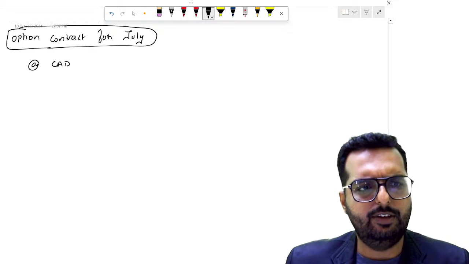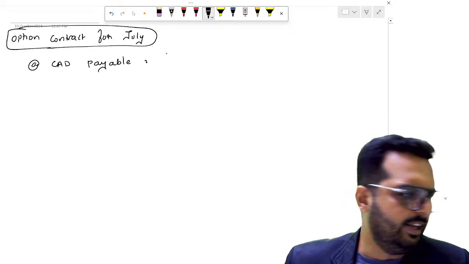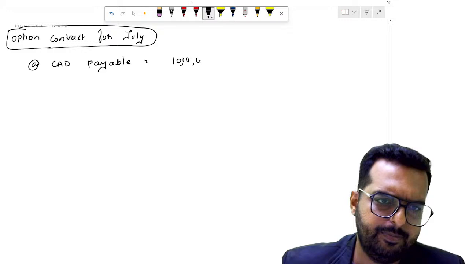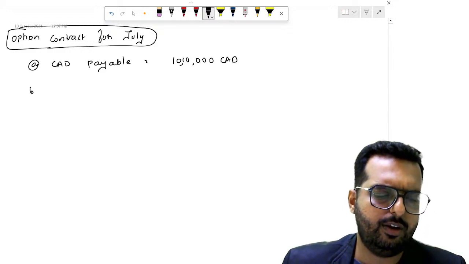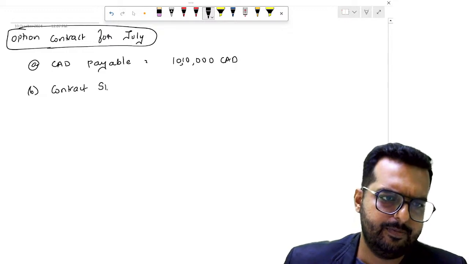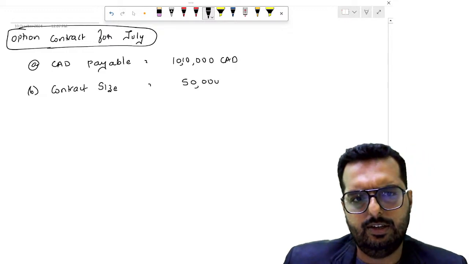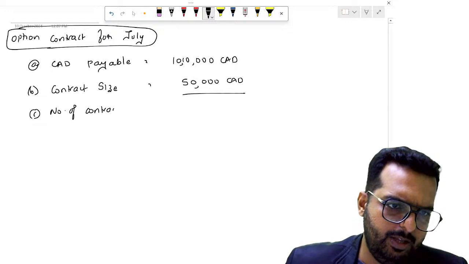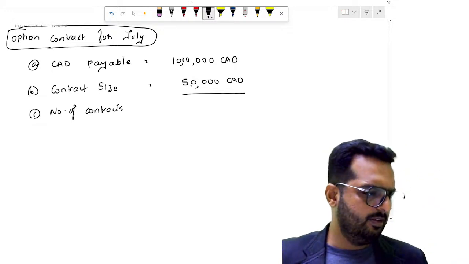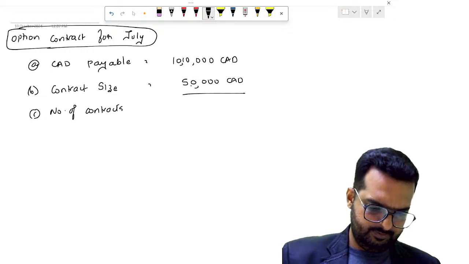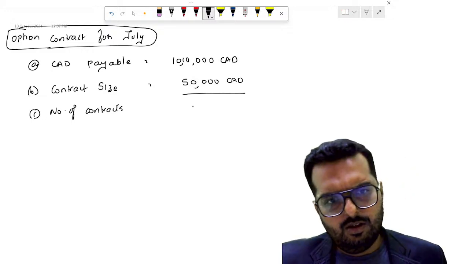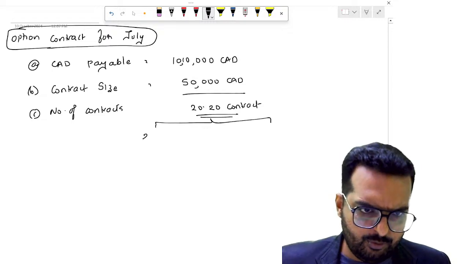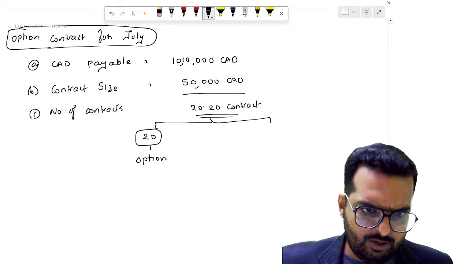So, point number A is what? CAD payable. Everyone tell me, how much is the CAD payable for the month of July? 10 lakh 10,000 CAD. Correct? What is the contract size? Is that turning out to be 50,000 CAD? So now, from this, can you tell me what will be the number of contracts? Do you get the answer as 20.20 contracts? Now tell me, can I enter into 20.20 contracts? No. Only 20 contracts will go in option.